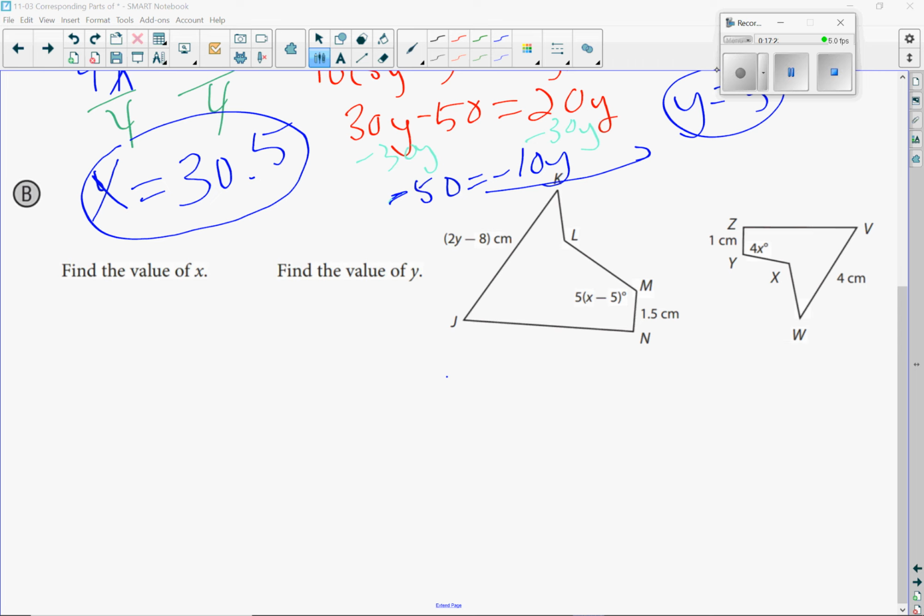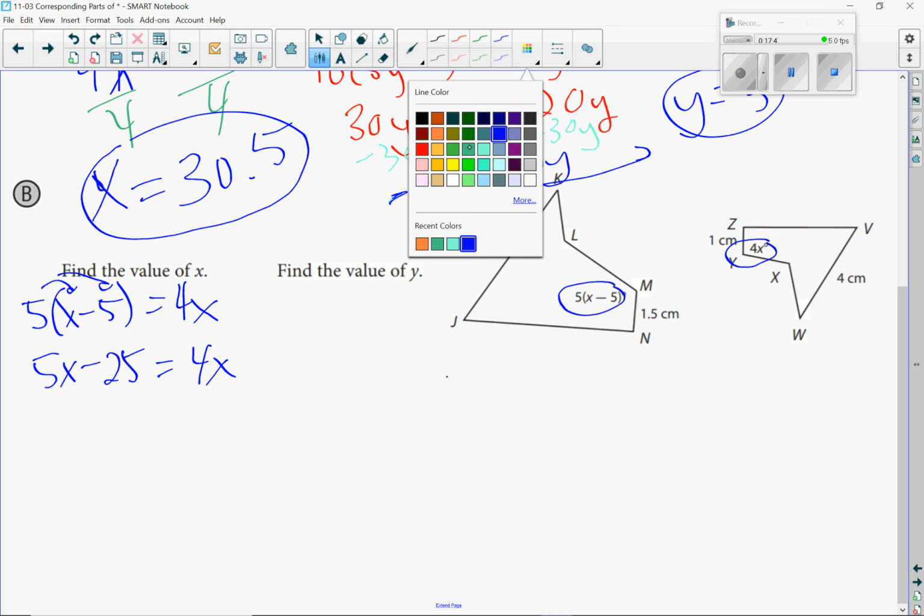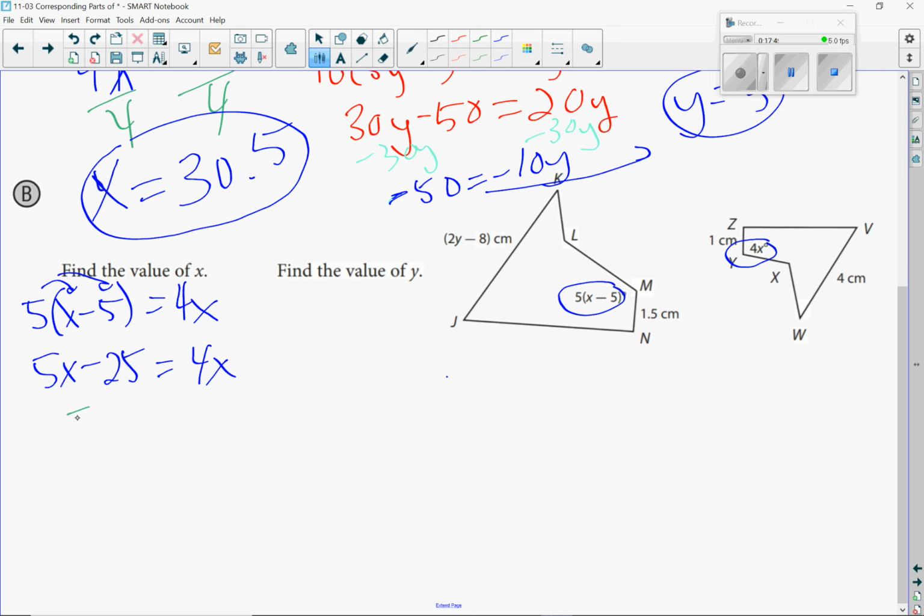Again, you're just matching up corresponding parts. So this one is just kind of twisted upside down, but look, one thing I can do is match up angles here. That's the only angles that they give me. So again, the angles have to be equal. So 5 times x minus 5 has to equal 4x. Let's distribute that 5. And then let's subtract 5x from both sides.